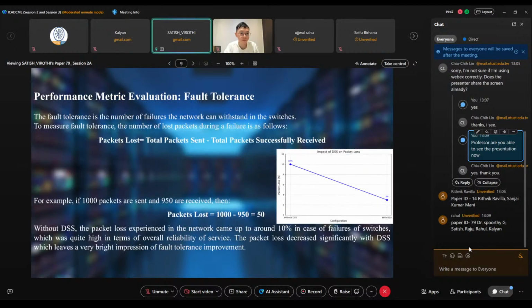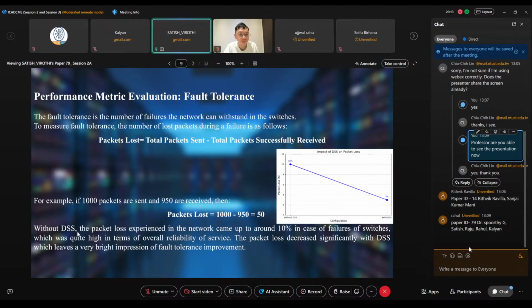And the next metric that we calculate is fault tolerance. The fault tolerance is the number of failures that the network can withstand in the switch. To measure fault tolerance, the number of lost packets during failure is as follows. We can calculate the packet loss as total packets sent minus the total number of packets successfully received. From this, we can calculate the number of packets dropped during peak time hours.